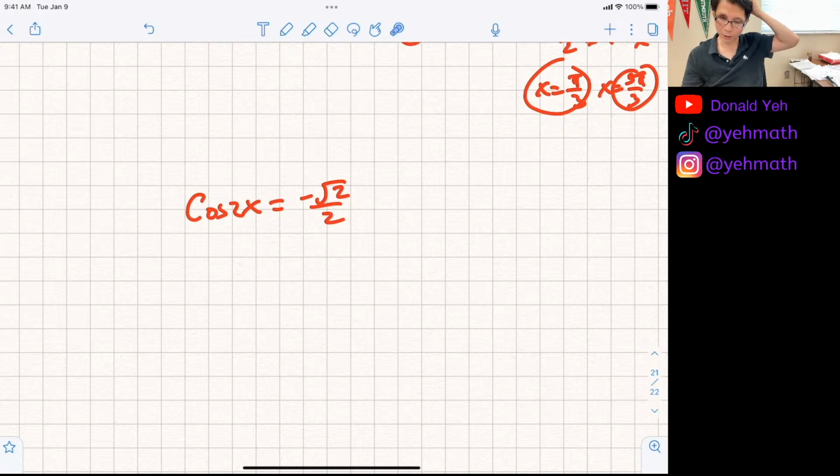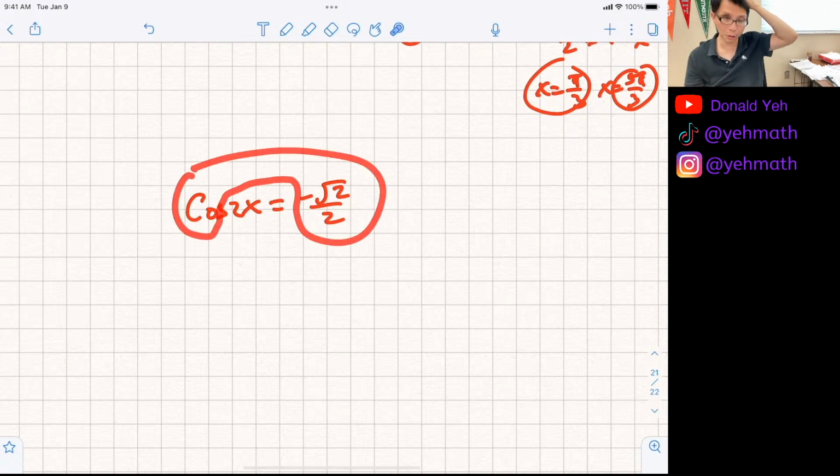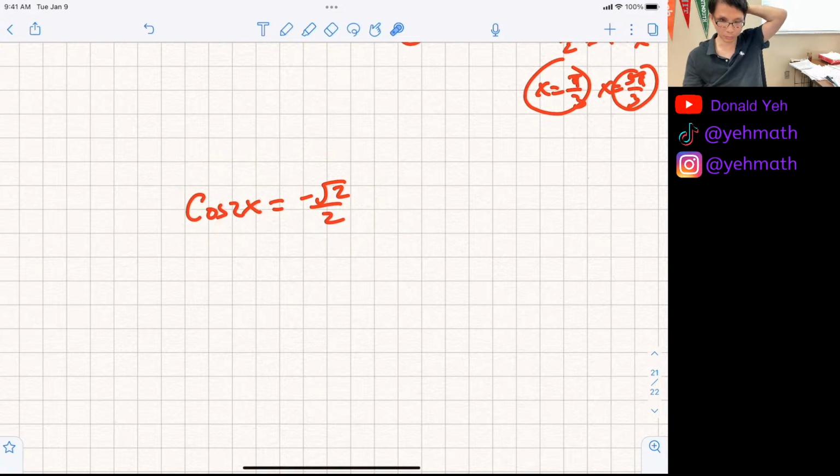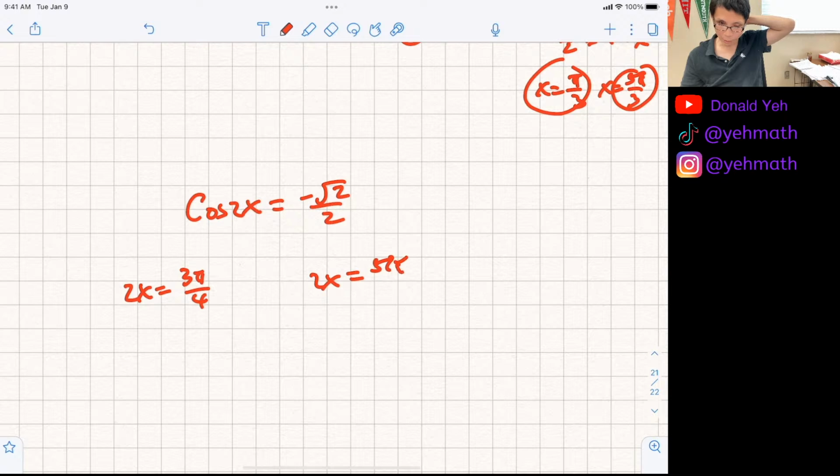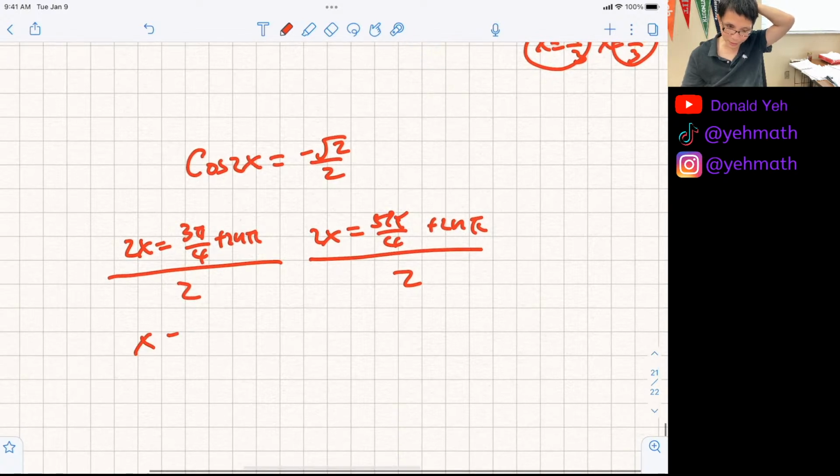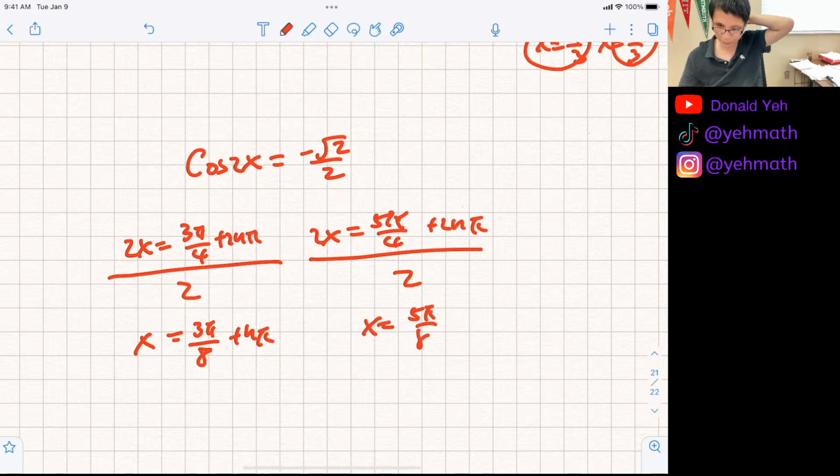So what you're going to do is just look at this. When is cosine equal to negative root 2 over 2? When is cosine equal to root 2 over 2? 3 pi over 4, good. What else? Good. Now what happens is I'm going to add 2m pi here. This is where 2m pi comes into play. I'm going to divide both sides by 2. So that's going to be x equal to 3 pi over 8 plus m pi. And this is going to be x equal to 5 pi over 8 plus m pi.